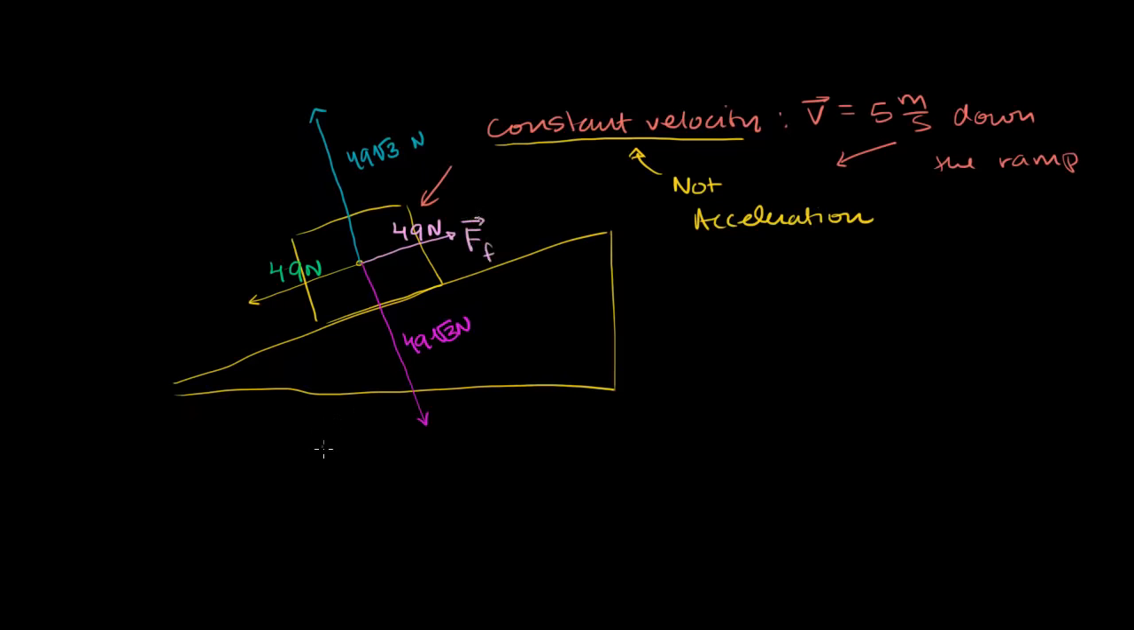This right over here is the force of friction. And the difference between this video and the last video is last time friction was static. Even at 49 newtons, the box was stationary. You had to keep nudging it until you get to 50 newtons, then it started moving.